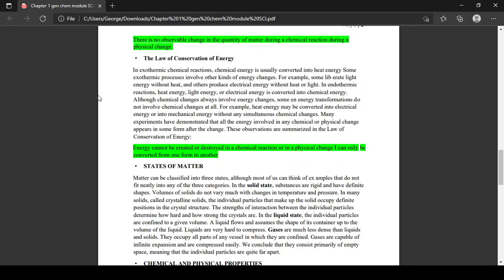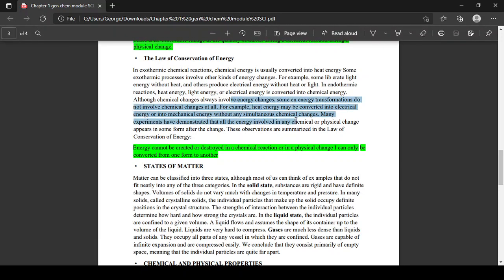In endothermic reactions, kids, heat energy, light energy, or electrical energy is converted to chemical energy. Although chemical changes always involve energy changes, some energy transformations do not involve chemical changes at all. For example, heat energy may be converted into electrical energy or into mechanical energy without simultaneous chemical changes. Many experiments have demonstrated that all energy involved in any chemical or physical change appears in some form after the change. These observations are summarized in the law of conservation of energy, which states energy cannot be created or destroyed in a chemical reaction or in a physical change. It can only be converted from one form to another.